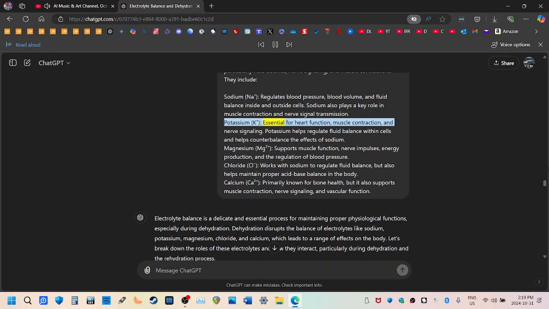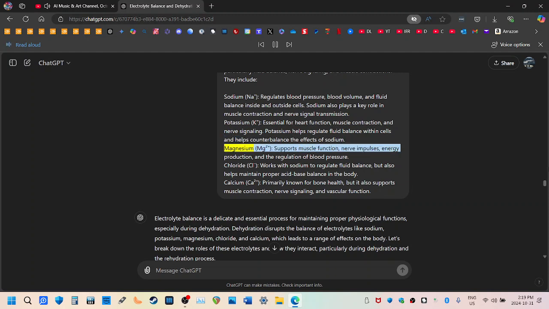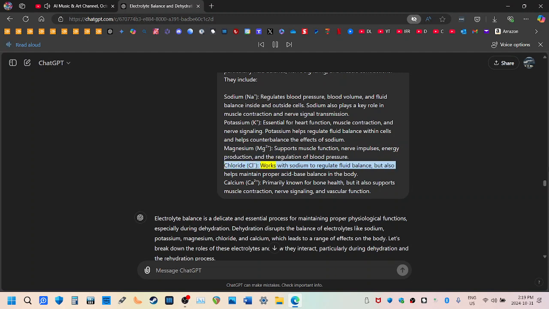Potassium, K, is essential for heart function, muscle contraction, and nerve signaling. Potassium helps regulate fluid balance within cells and helps counterbalance the effects of sodium. Magnesium, Mg2+, supports muscle function, nerve impulses, energy production, and the regulation of blood pressure. Chloride, Cl, works with sodium to regulate fluid balance, but also helps maintain proper acid-base balance in the body.